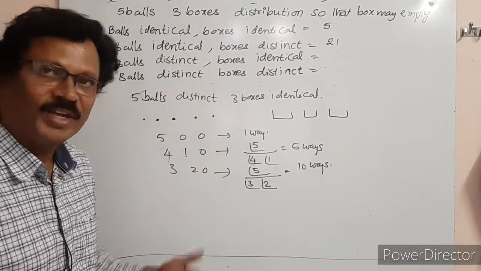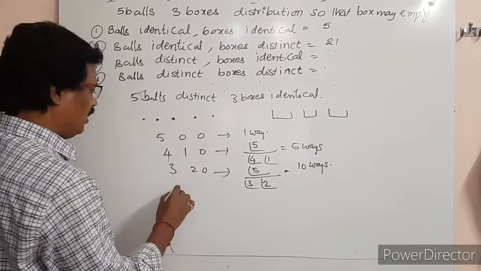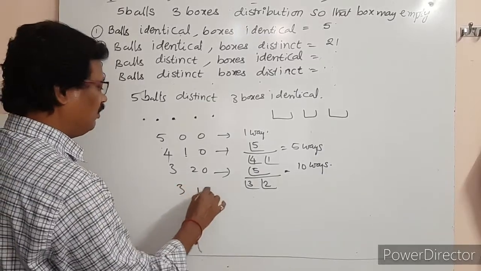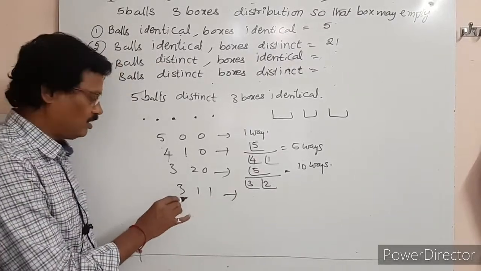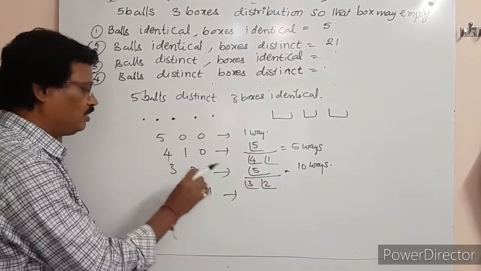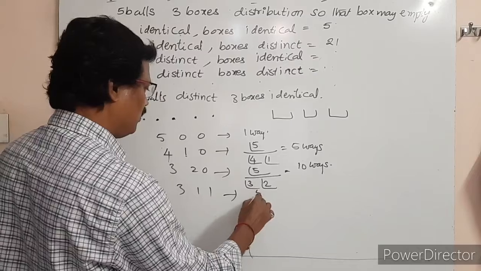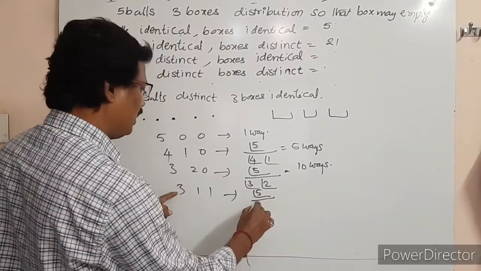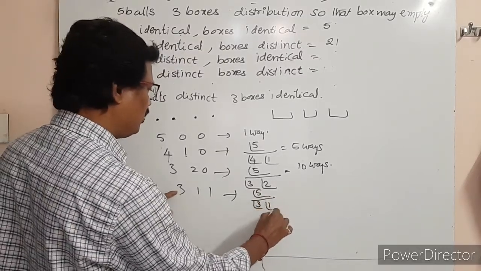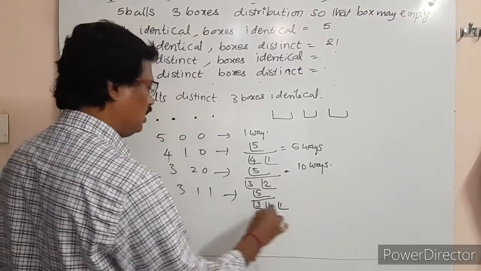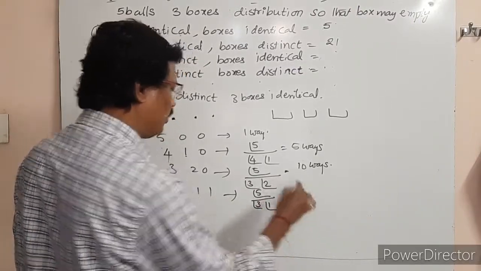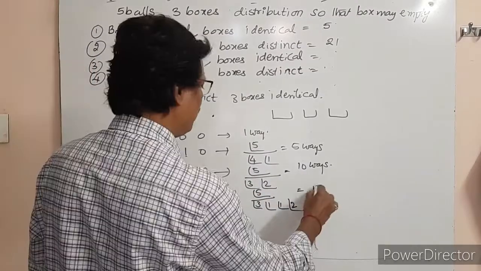Okay, now next. Now this is 3, 1, 1. Now no box is empty here. Right, 5 balls divided into 3 groups. 5 factorial by first group containing the 3 balls, second group 1 ball and third group 1 ball. These are the 2 equal groups, so divide by 2 factorial. 10 ways.